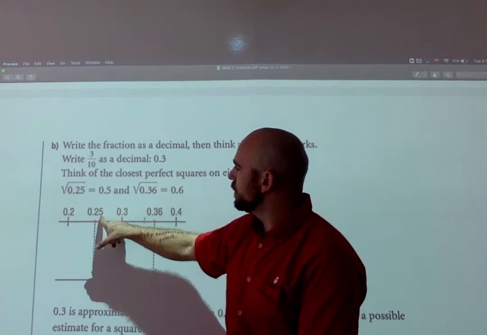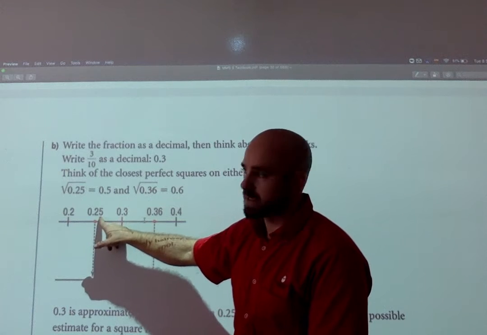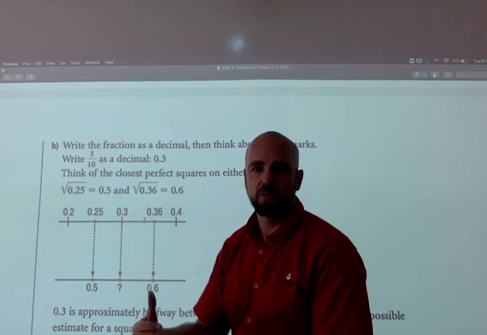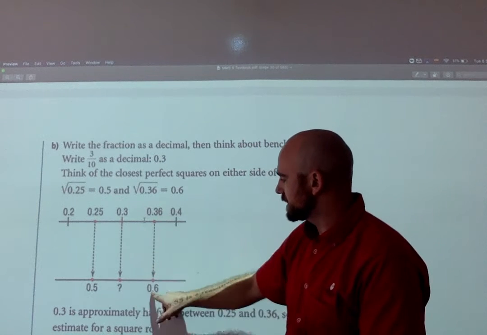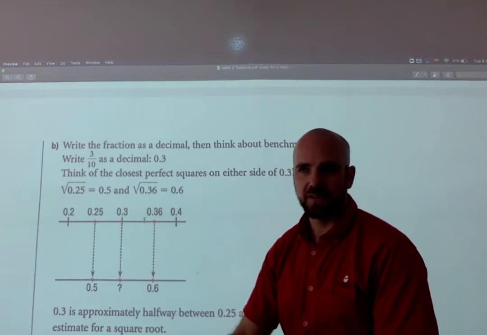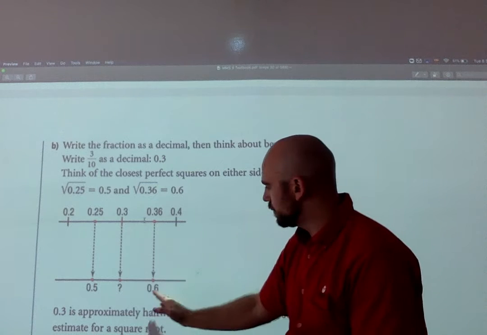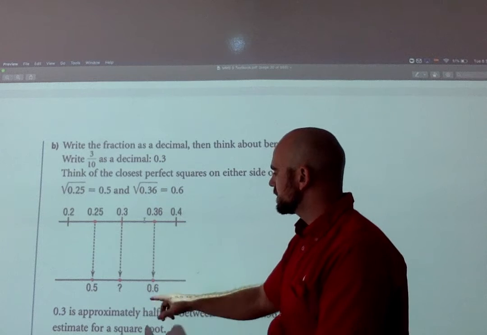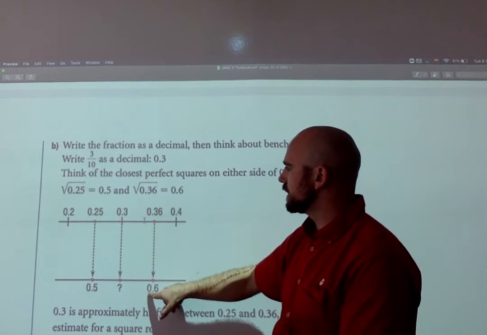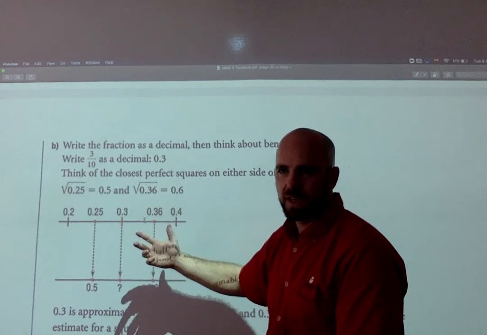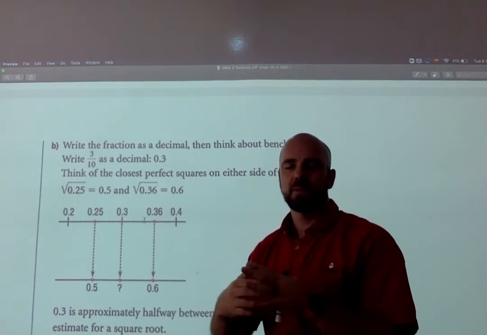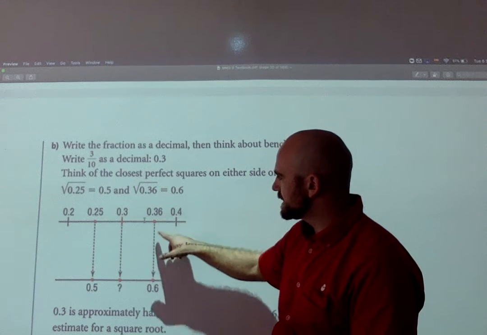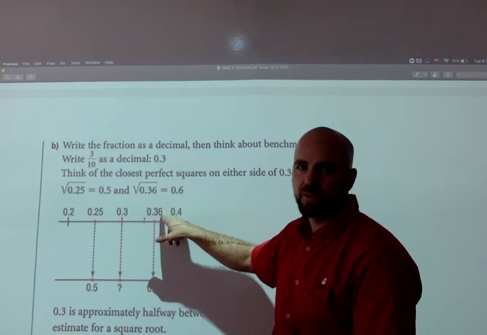They say, well, we know what the square root of 0.25 is, or 25. The square root of 25 is 0.5. The square root of 0.36 is 0.6, or the square root of 36 is 6. All we're doing is adding a decimal before it. But when we're squaring it, the square of 0.6 is not going to become 3.6, because we're multiplying a decimal by a decimal, so that decimal is going to become smaller. So 0.6 is bigger than 0.36.